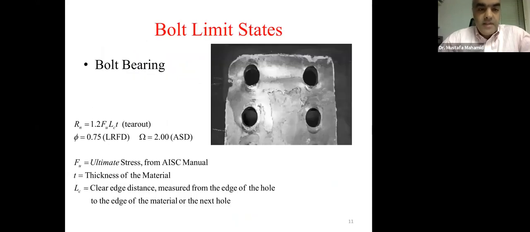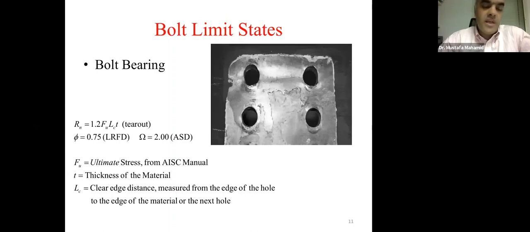Bolt bearing is another limit state for a bolted connection. When there's bearing between the bolts and the bolt holes, as you can see in the figure, if yield is reached, then we'll get into the inelastic range, the plastic range, and we'll have inelastic and permanent deformation at the bolt holes, as you can see in the figure.